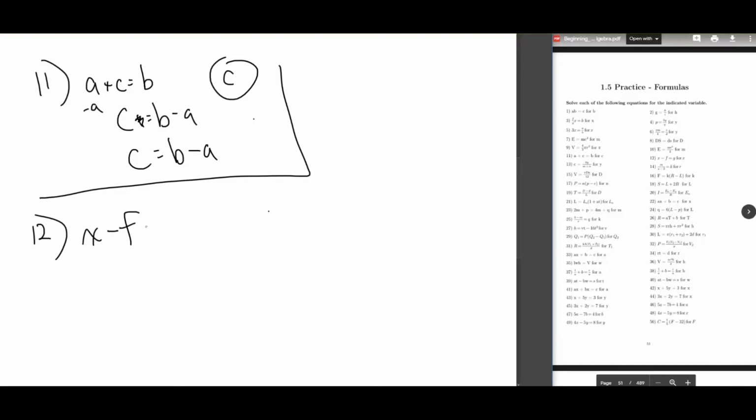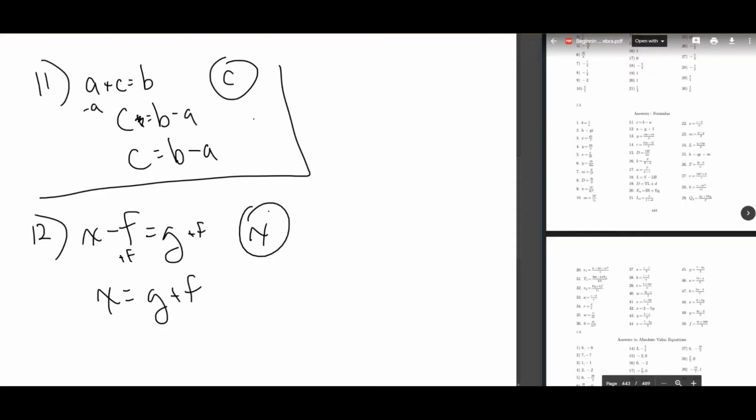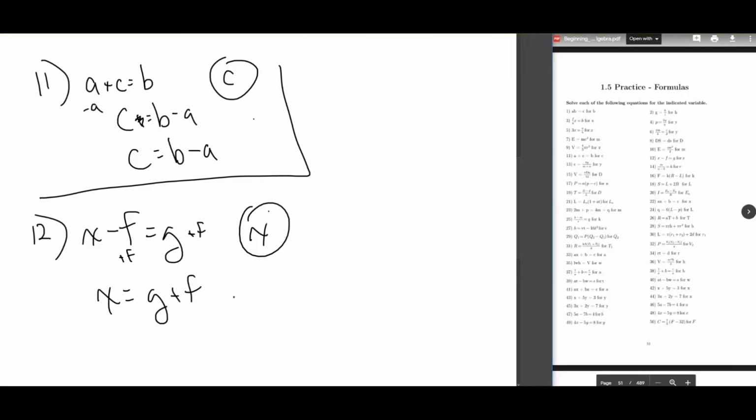X minus F equals G. Solve for X. Wow, that's another easy one. X equals G plus F, right? We add F here, we add F there, and we get our solution. I'm going to check fast. Solutions, number 12. Yeah, G plus F, that's good.